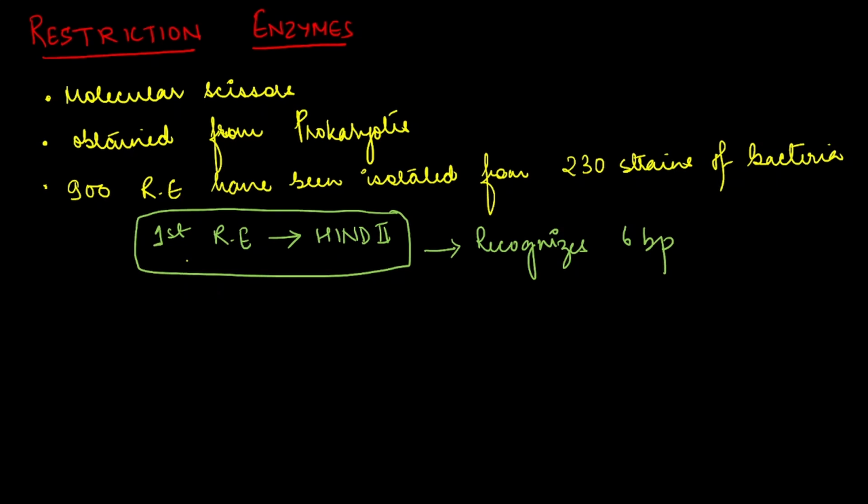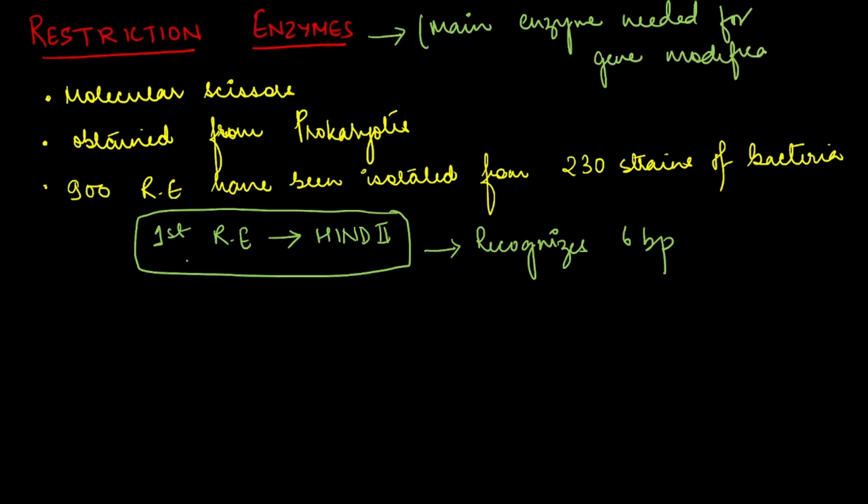Coming to restriction enzymes. Restriction enzymes are enzymes which are needed for genetic engineering. This is the main enzyme needed for gene modification, right? This is also known as molecular scissor because this enzyme is used to cut DNA.